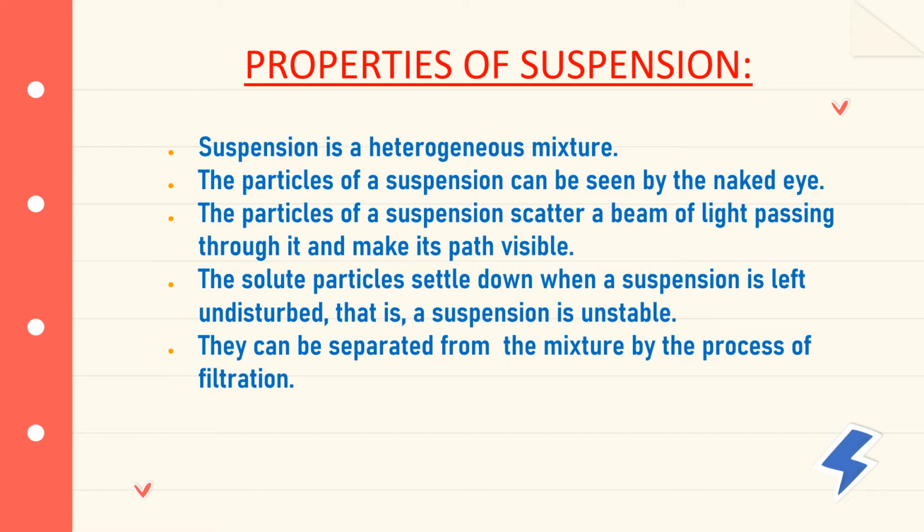Now moving further, the particles of a suspension scatter a beam of light passing through it and make its path visible. Why? Because the particles of the suspension are large enough that the beam of light passing through may be scattered. Further, the solute particles settle down when a suspension is left undisturbed. That is, a suspension is an unstable mixture, we can say.